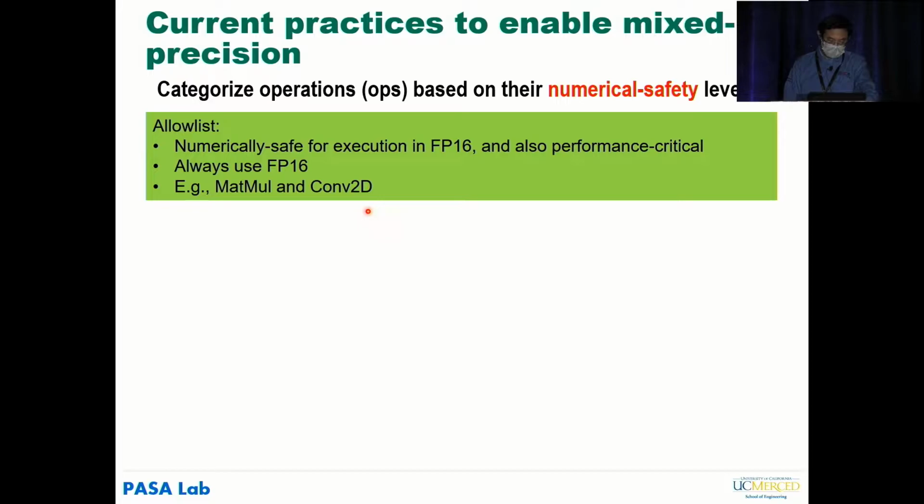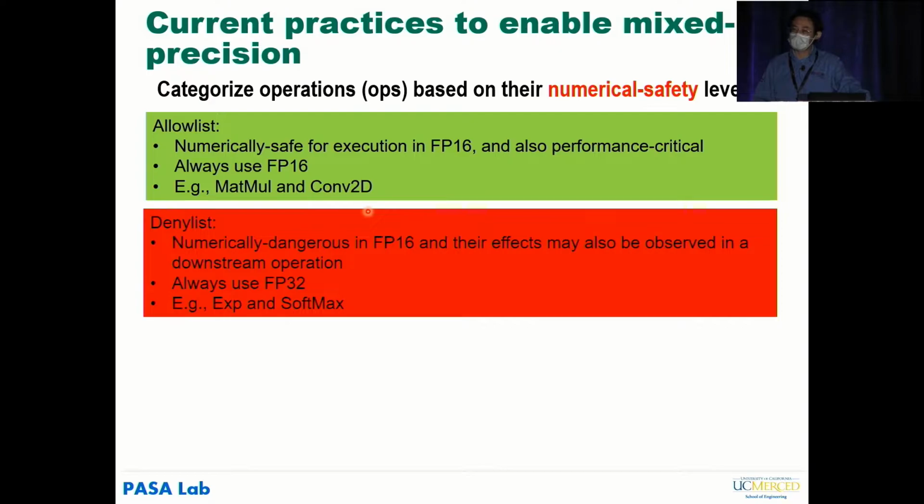The second category is called the deny list. What does this mean? These operators are numerically dangerous. If you use FP16 to run them, it's highly possible that you will lose accuracy. Even worse, the effect of those operators can propagate to downstream operators, where the accuracy loss can be observed. As a result, TensorFlow always uses FP32 for those operators. Examples are exponential and softmax.